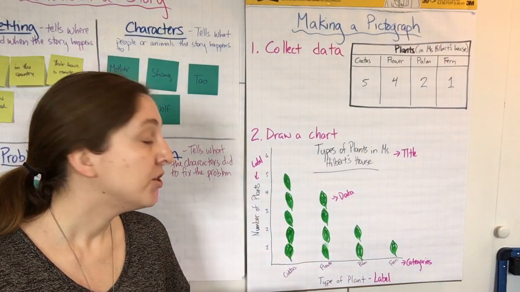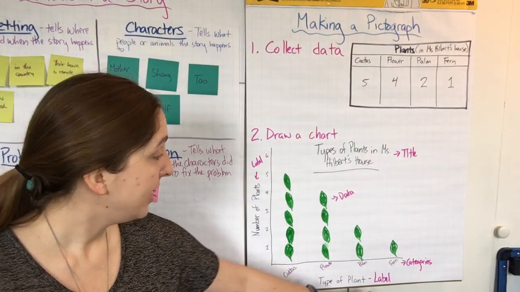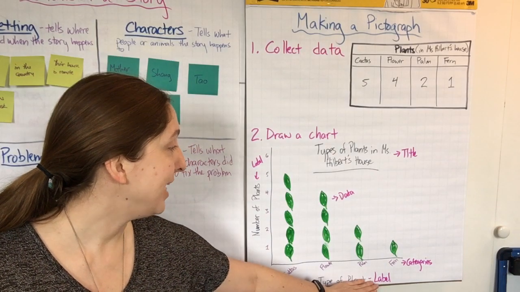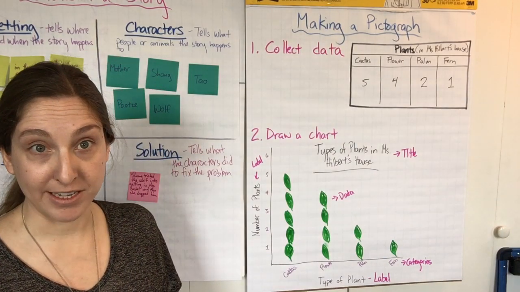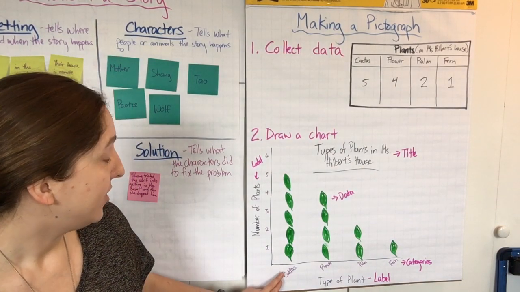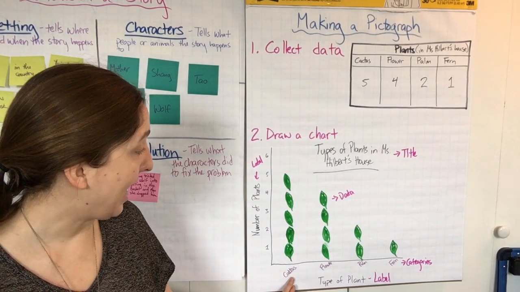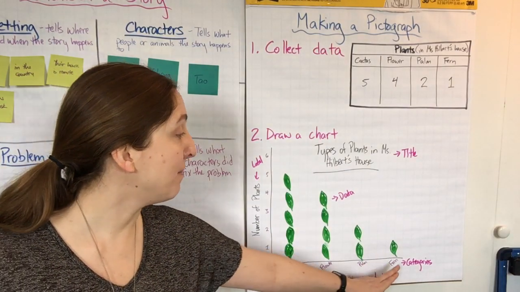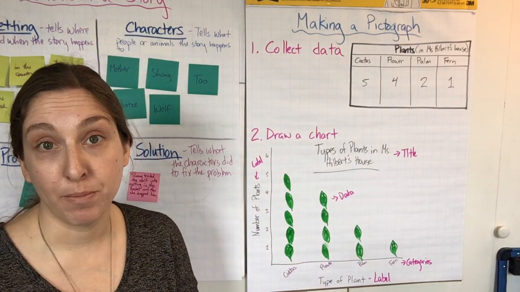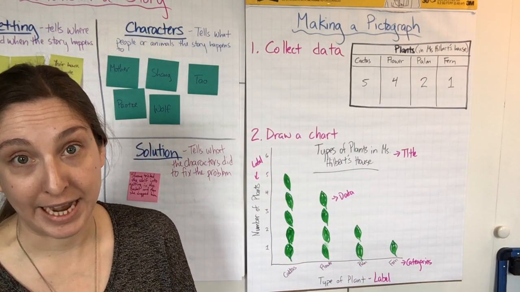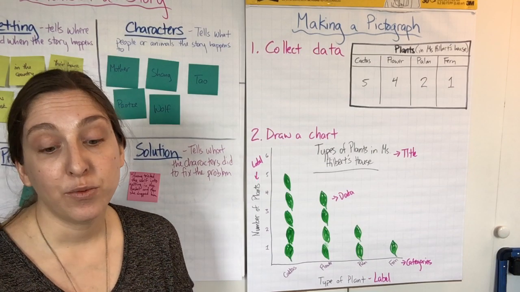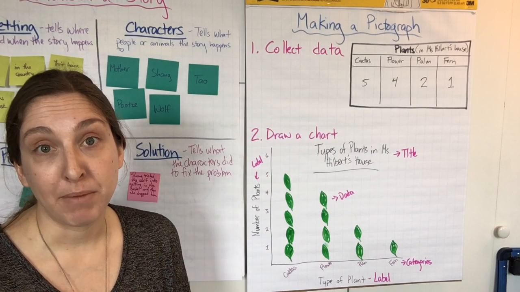The bottom shows the type of plant. Here's a label, the type of plants. And then I put all of my different categories. Just like I had them up here, I wrote them down here as well. Cactus, flower, palm, fern. Those are all my different categories of plants. Then I was ready to put the data on my graph.